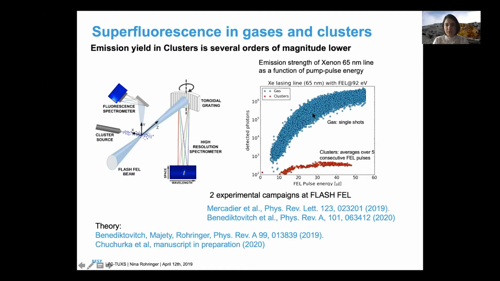And if you switch from gas phase to clusters, decoherence in the system starts to play a significant role. Most of you know that if we irradiate clusters with high intensity pulses, we're creating a nanoplasma that evolves on a femtosecond to nanosecond time range. And the collisions in this nanoplasma then really alter the population dynamics of the system. And you see that the cluster emission is several orders of magnitude lower.